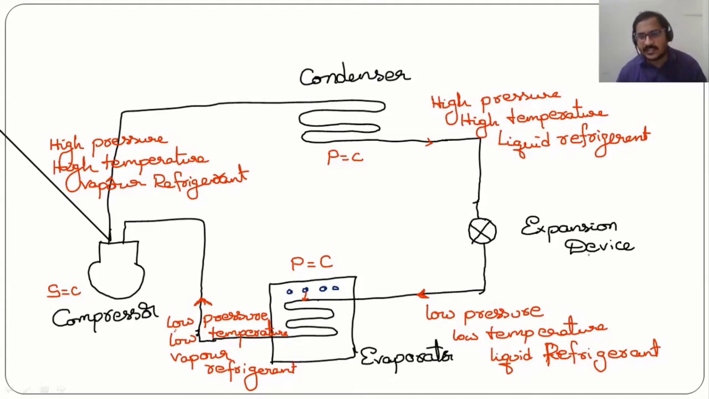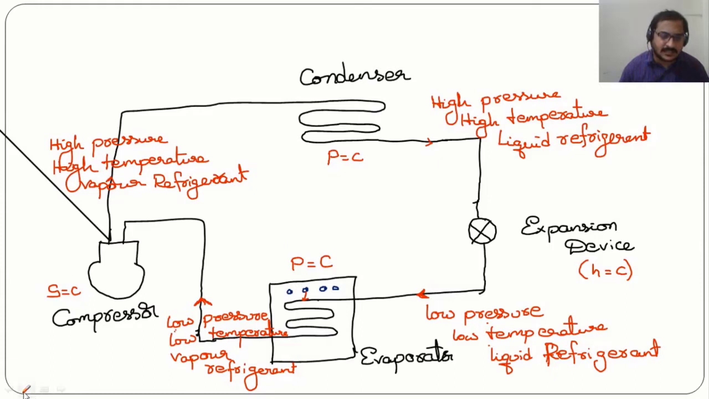In the expansion device, throttling expansion takes place. That means enthalpy remains constant during expansion, and as a result of this throttling expansion, we are going to get low pressure, low temperature liquid refrigerant from the expansion device. Now the cycle repeats like this.